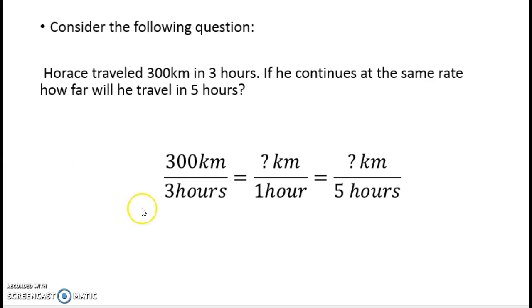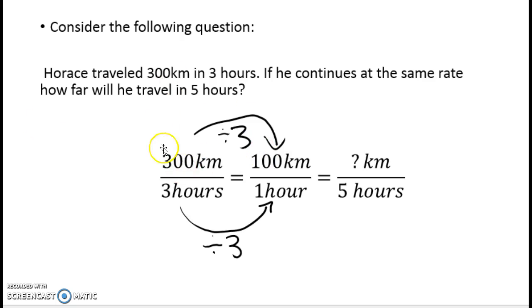Another way that you might want to do this is to set up a unit rate. A unit rate is a rate that's out of one sort of measurement. In this case it's going to be 1 hour. So I'm asking, if he's going 300 kilometers in 3 hours, how much can he go in 1 hour? And then I can use that to solve how far he can go in 5 hours. So let's see how I do this.